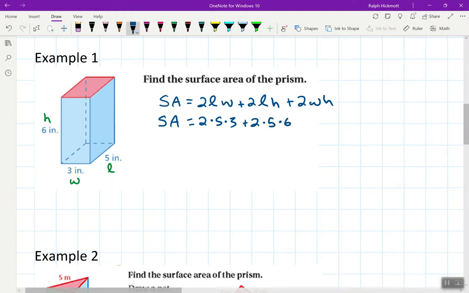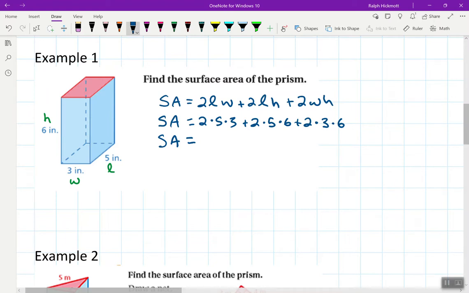The tricky part about this formula is that it's so extended. It is a lot of numbers right there. There is nothing crazy about this formula. You just got to keep track of your workflow and make sure that you don't lose track of some of these numbers. After that, we are going to simplify.